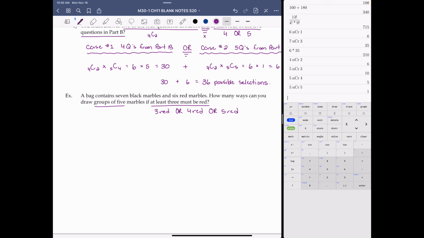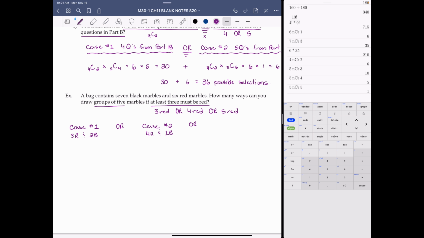Then we have 3 cases. Case number 1 would be 3 red and 2 black, so that we have 5 for our group. Or case number 2 is 4 red, which means then we'd only have 1 black.